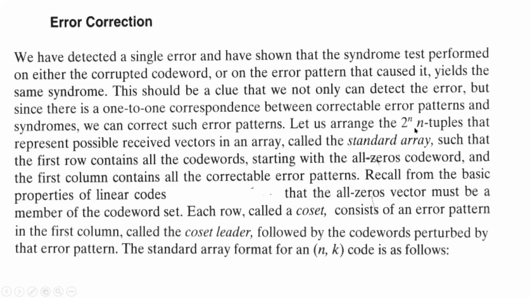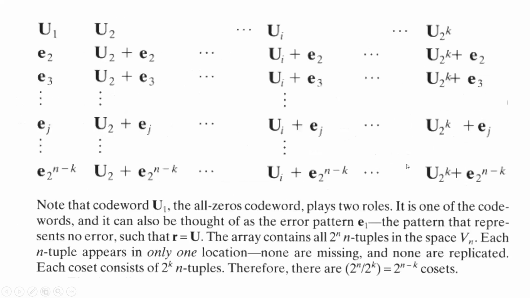So how many code words are there in total? Let us arrange the 2^n tuples that represent possible received vectors. So what we will do is form a standard array. Now how is the array formed? Such that the first row contains all the code words, starting with the all zeros code word. So let me show you. This is the standard array.